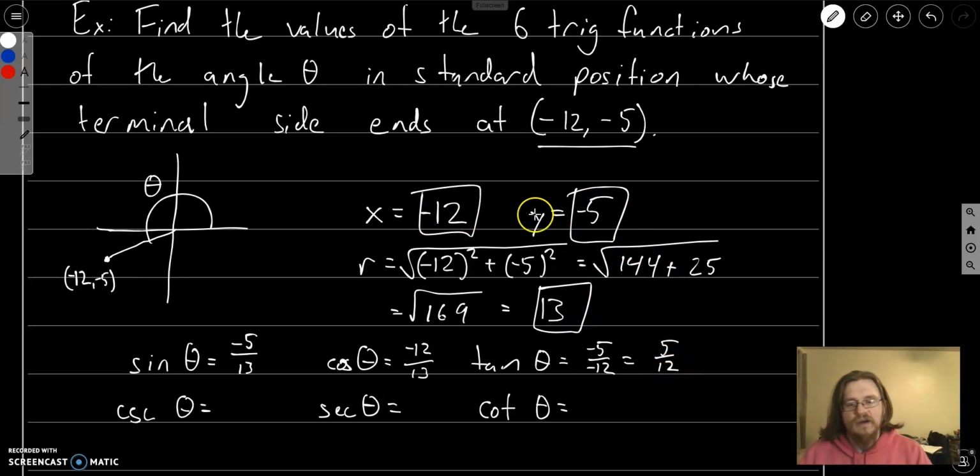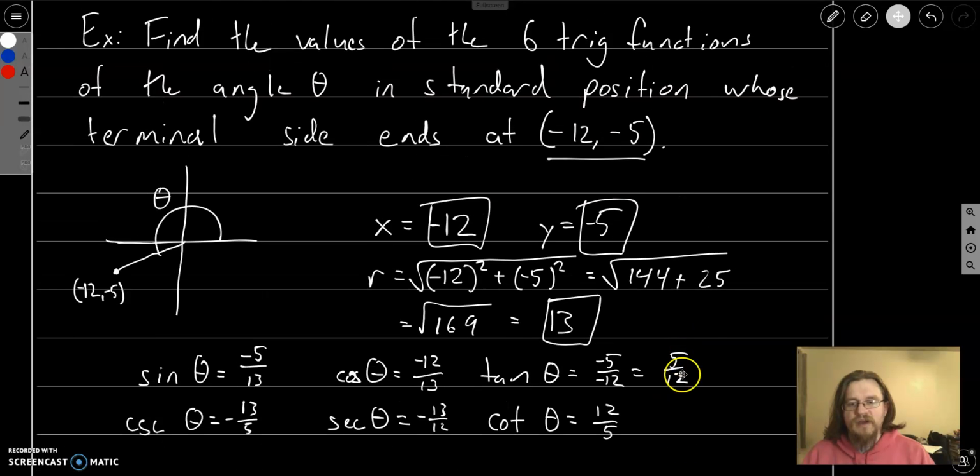And again, it only comes from the x, y, and r. So if we know what x, y, and r are, it is very easy to just plug them into these formulas. Cosecant, secant, and cotangent, again, we just take the reciprocal of these fractions. So this is going to be -13 fifths. This is going to be -13 twelfths. And here 5 twelfths becomes 12 fifths. So finding these trig functions should be fairly straightforward, provided that we know exactly what these values are. And I think I will stop there and continue in the next video.